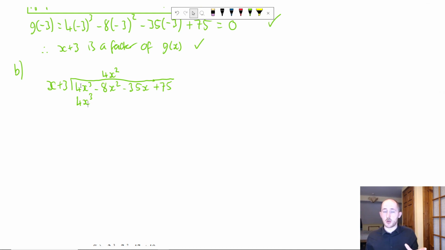How do you know when to stop doing division? When you can no longer divide it by this first term. So if I get to, let's say, 4, I can't divide 4 by x, because there's no x to take away. That's when I would stop. Okay, 4x squared times 3. Well, 4 times 3 is 12, so I'm going to put the 12 here. And then x squared. Cool. Now here's where things get a bit interesting.